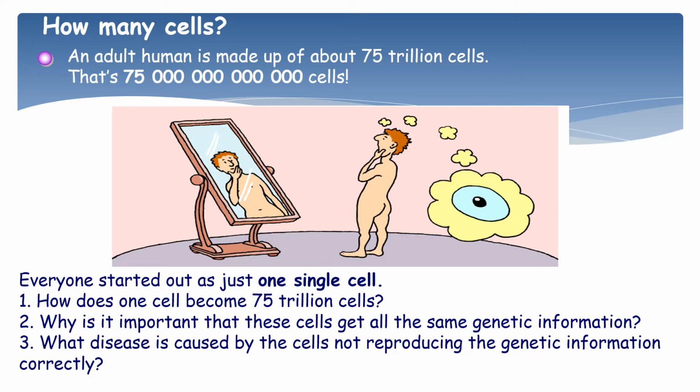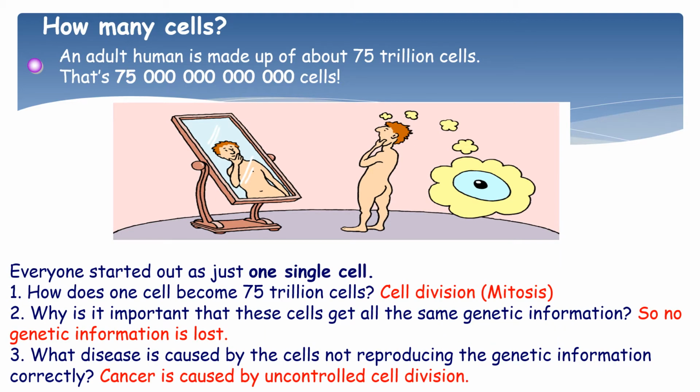Before we start learning about cell division, let's think about how we have become 75 trillion cells from one cell. Also, why is it important that these cells get all the same genetic information? And lastly, what diseases are caused by cells not reproducing the genetic information correctly? So pause the video and see if you can write down an answer to the questions.